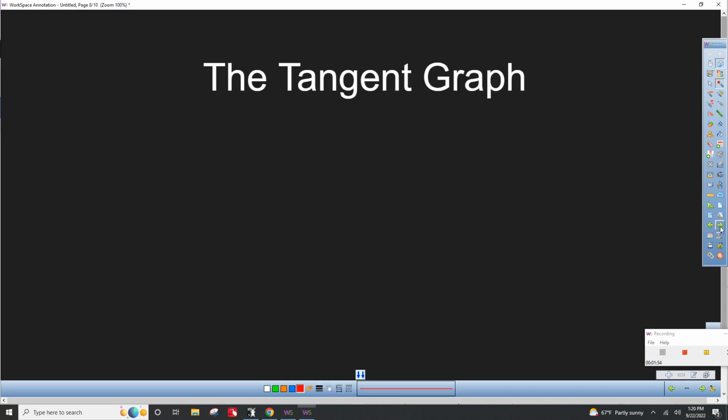Alright, now the tangent graph. Maybe you have learned this already, but the tangent of theta is the sine of theta divided by the cosine of theta. Did you remember that? Now, what else do we know?